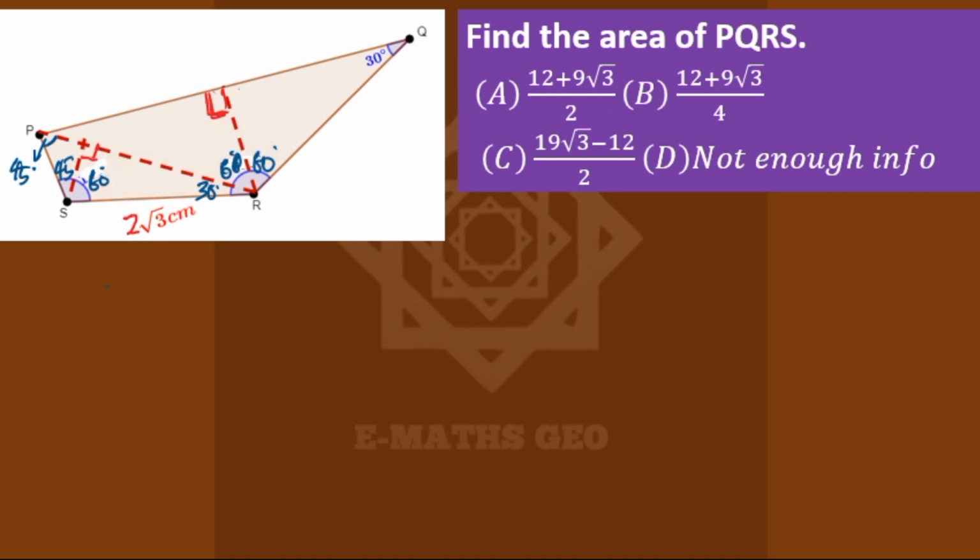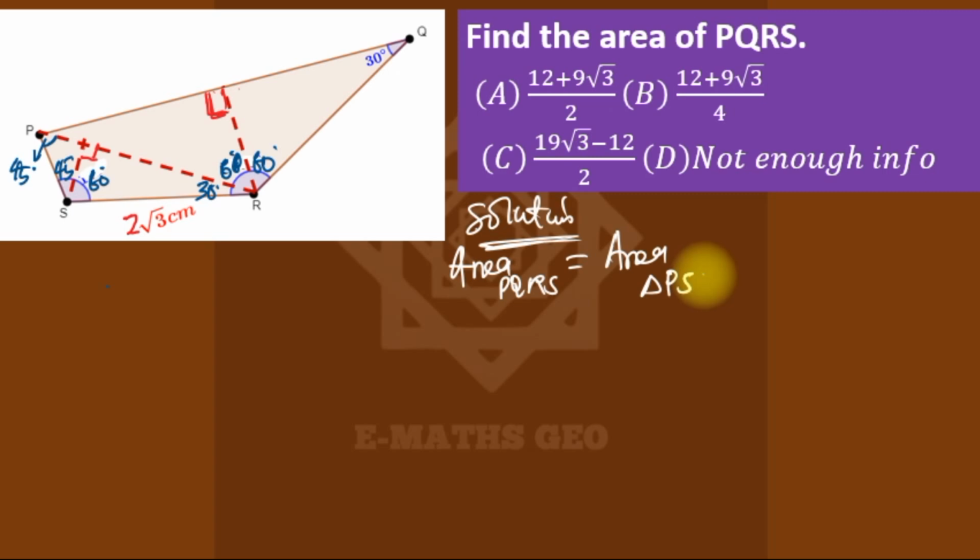So we'll have two triangles. We are going to get the area here, and the area here. If we sum these areas, that becomes the area of the quadrilateral. So I'm saying that the area of PQRX is now the sum of the area of triangle PSR and triangle PQR.